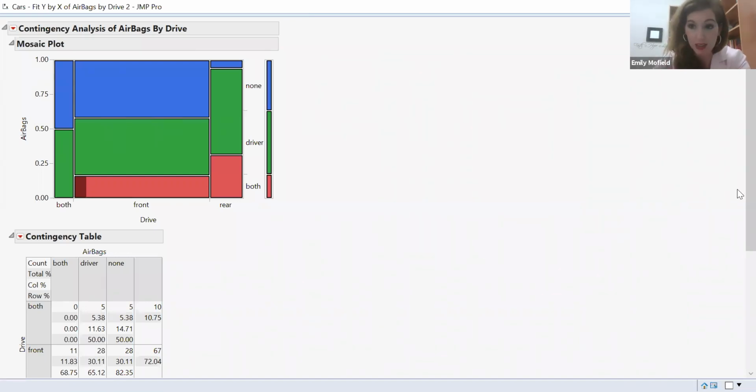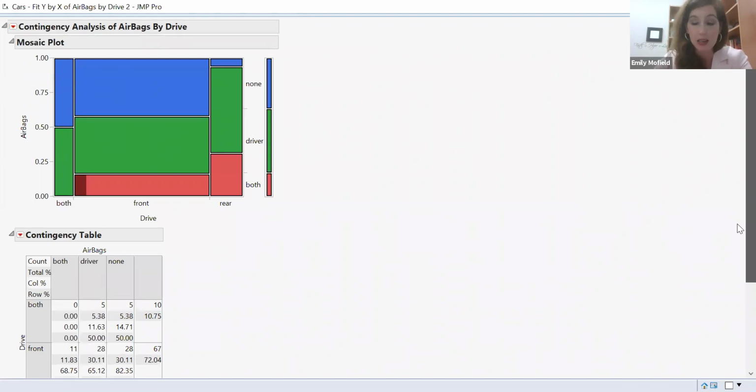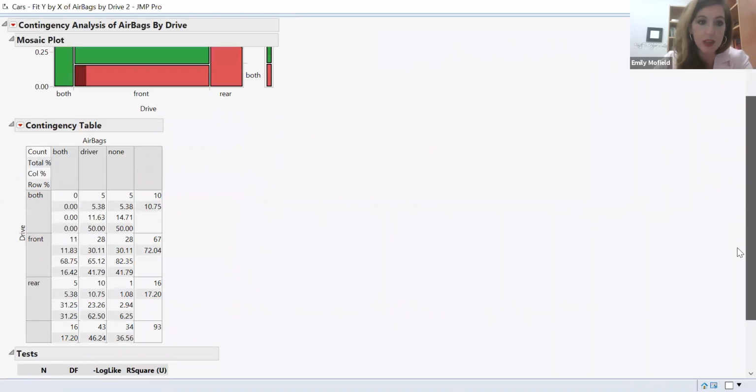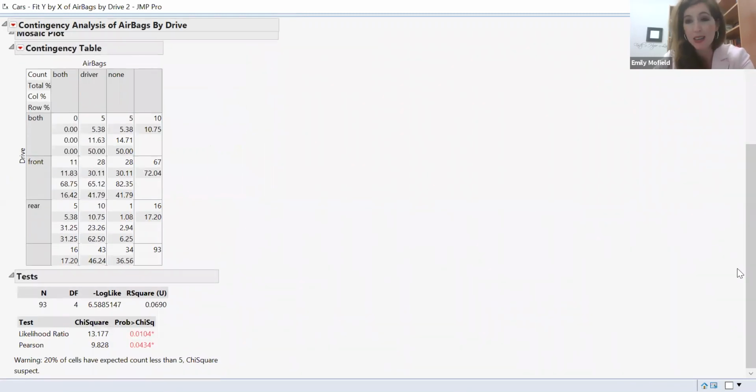Now, what I need to look at to see if there is indeed an association: my null hypothesis is there is no statistically significant association or relationship between drive and airbags. So look down here at this contingency table, and I'm going to do something to that in just a moment. But first, I need to look just to see if there is an association.